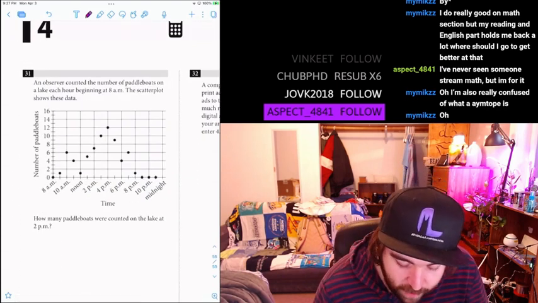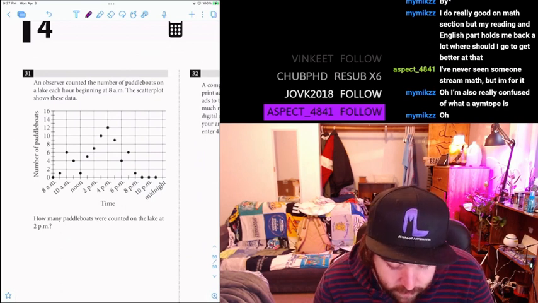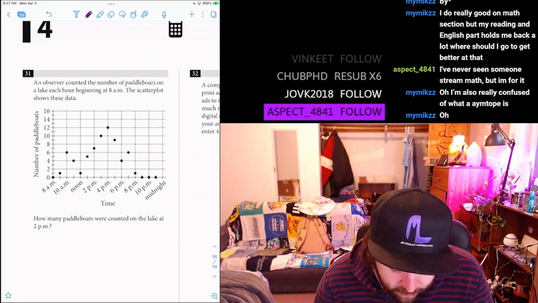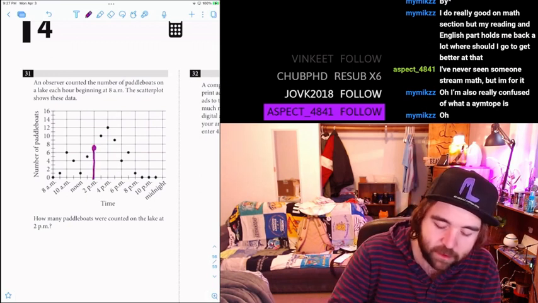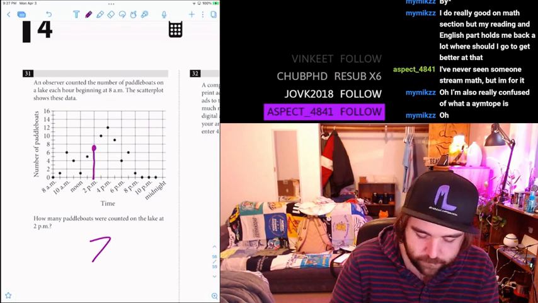So an observer counted the number of paddle boats. The scatter plot shows the data. How many paddle boats were counted at 2 p.m.? All right, easy enough. You go 2 p.m., we're talking about that place right there. It looks like 7.